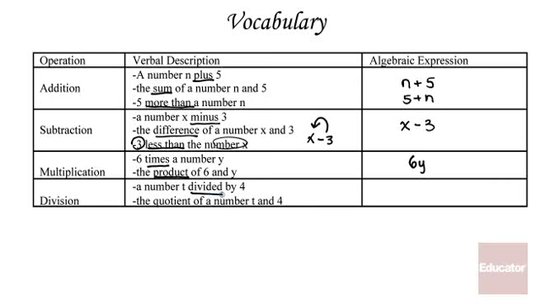Lastly, we have division, a number t divided by 4. So your keyword is divided. And then the quotient of a number t and 4, quotient is your keyword. And that could be written 2 ways, t over 4, where that fraction line represents division, or you could say t divided by 4. But remember that in subtraction and division, the order does matter. So you want to make sure that you've written the variable and the number in the correct order.